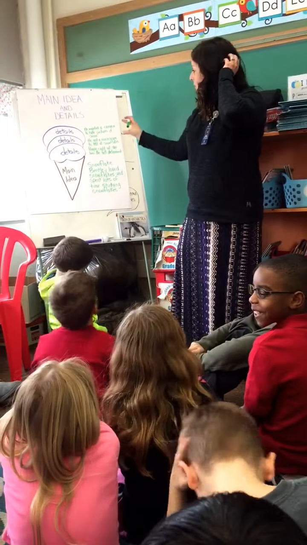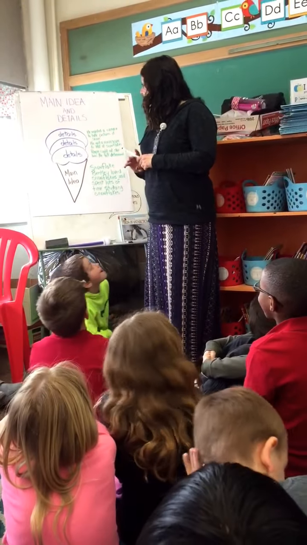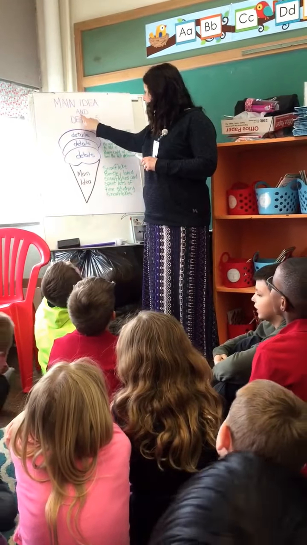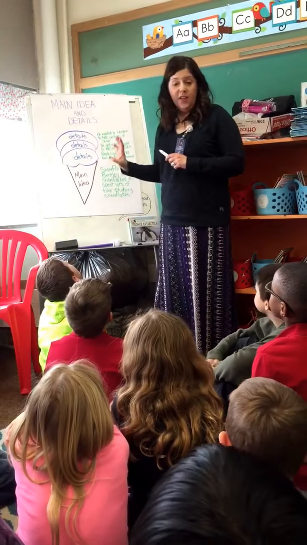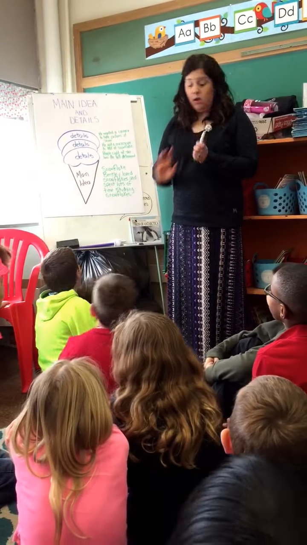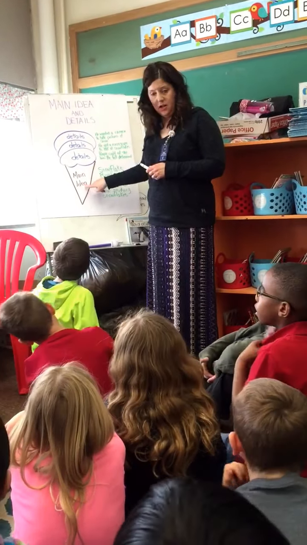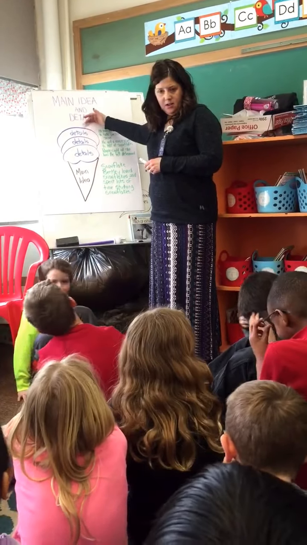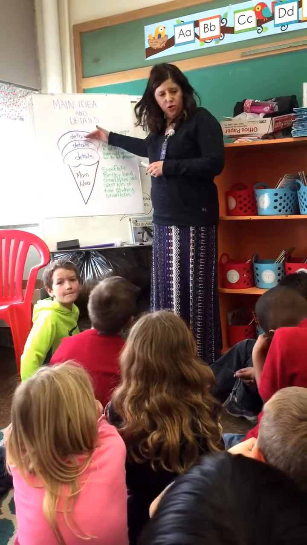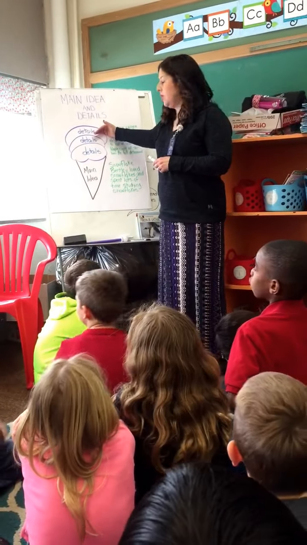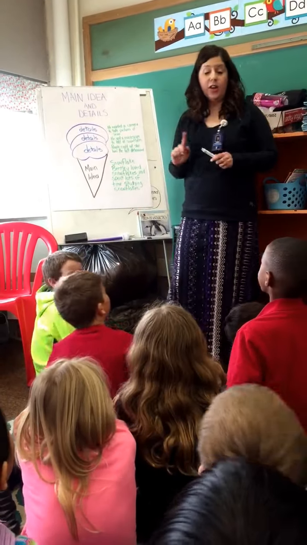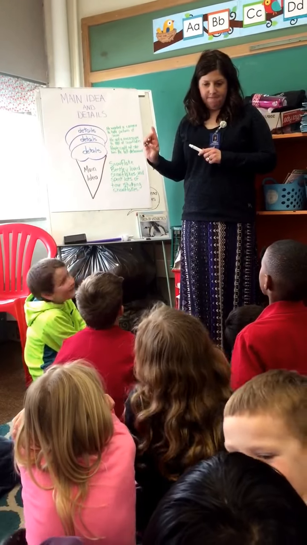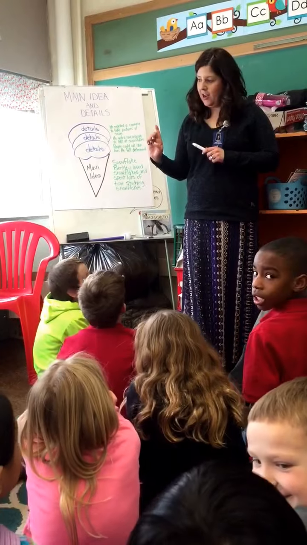Okay, boys and girls, if you look up here, let's review. Let's read the title: Main Idea and Detail. If we think of it like an ice cream cone, what is the cone? The main idea. And what are the scoops? Details. Do you only have to have three scoops? No, you can have more. You can have like 50, 100. Very good, you can have even more. 2,000, 2 million, infinity in space.